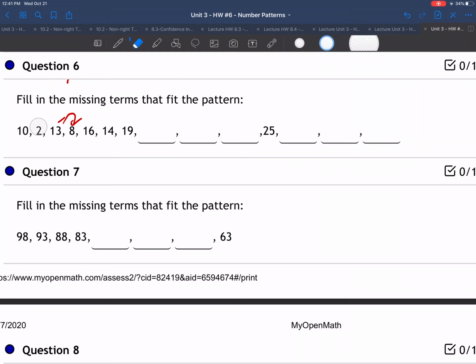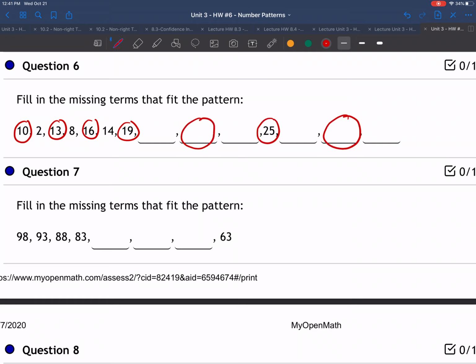It didn't work. How about subtracting? How about if we go, well, maybe it's subtract 8, add 11. Subtract 8? No. Doesn't work. What is it? Well, let me give you a big hint here. Try looking at every other number. Should be that spot, and that spot, and that spot.